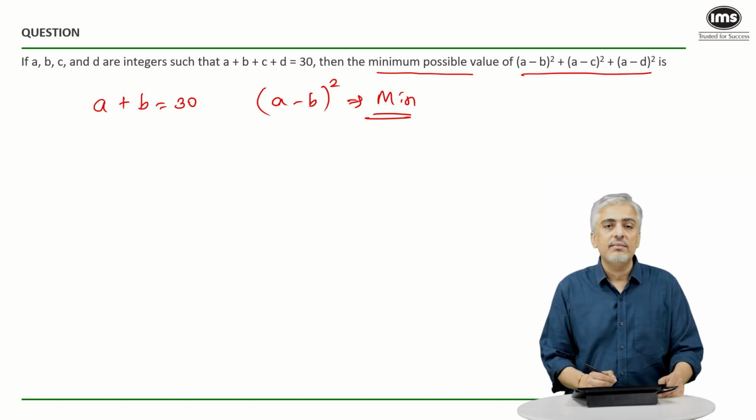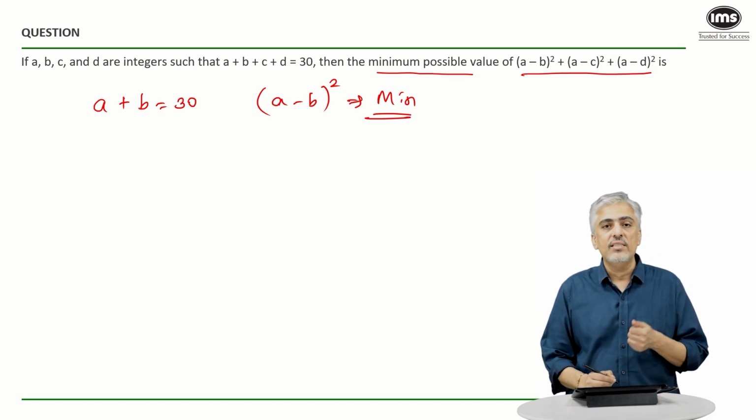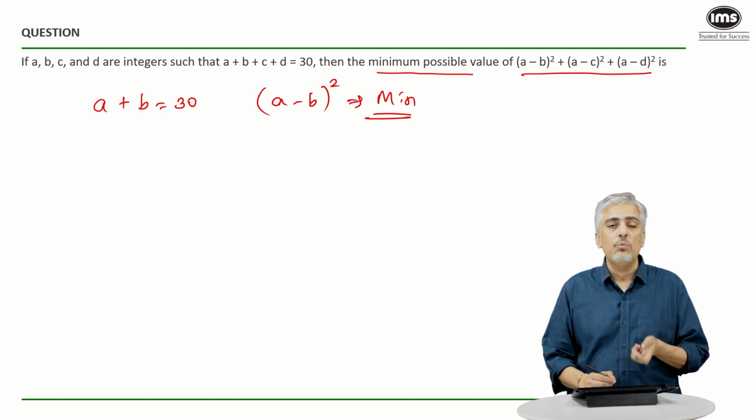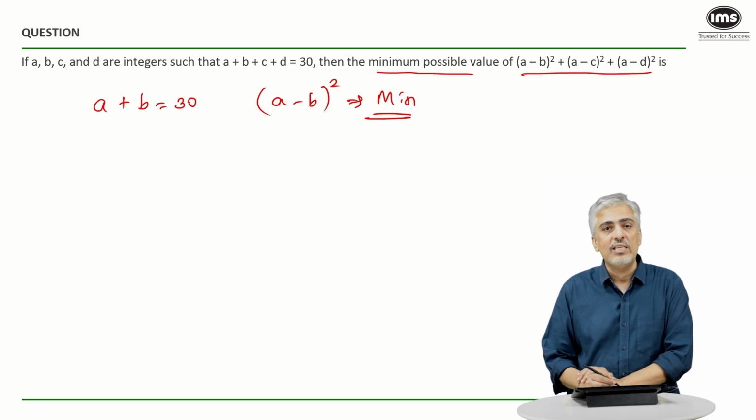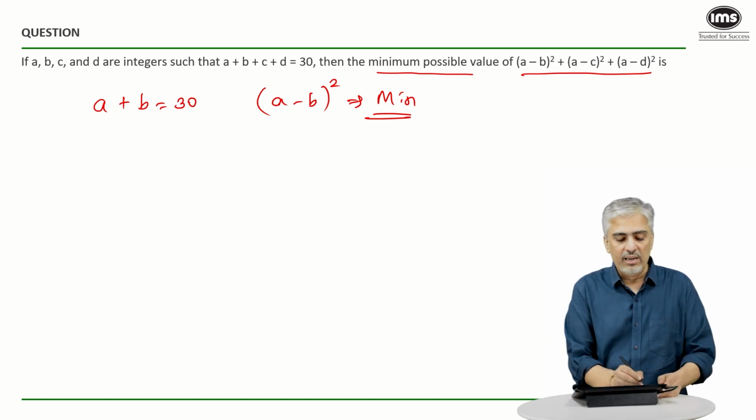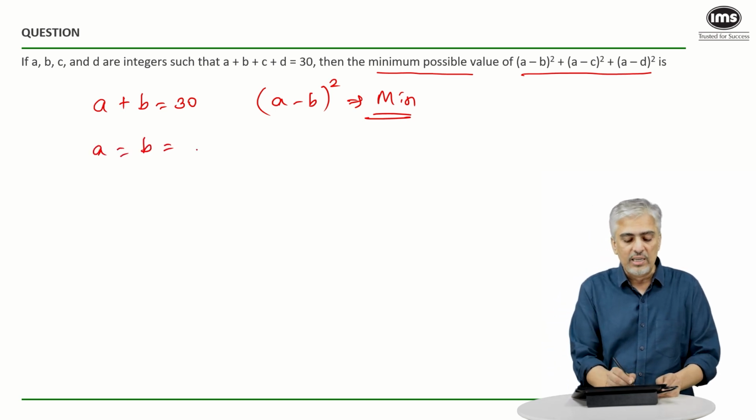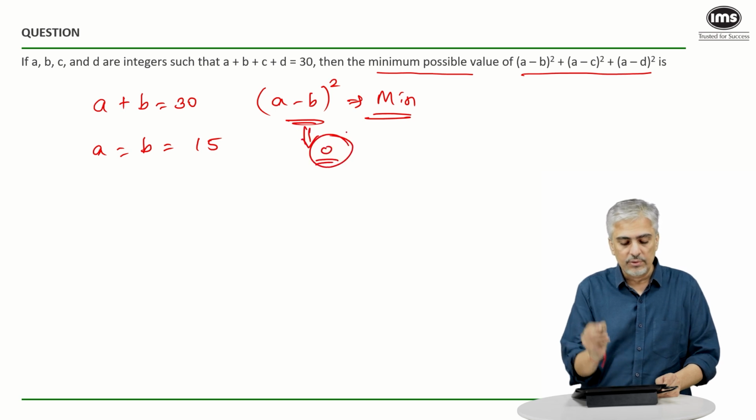Now think, they have told us A and B both are integers. In that case, the minimum value will be possible when A is equal to B. Because if A is equal to B, A minus B will become 0 and 0 square will be 0, right? If A was equal to B was equal to 15, this answer would have come 0, right?